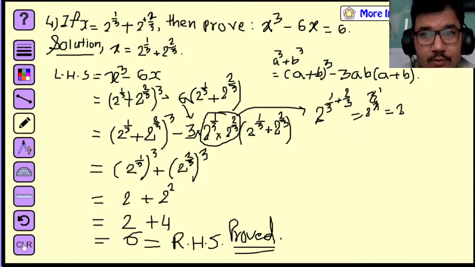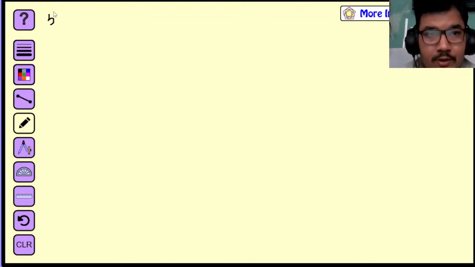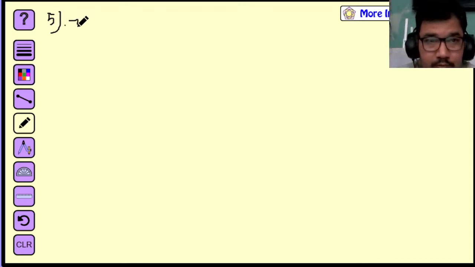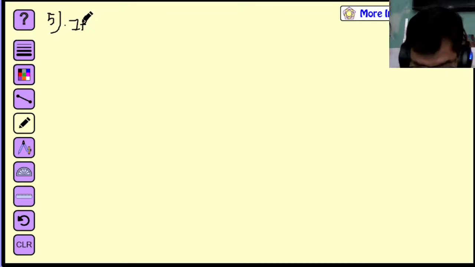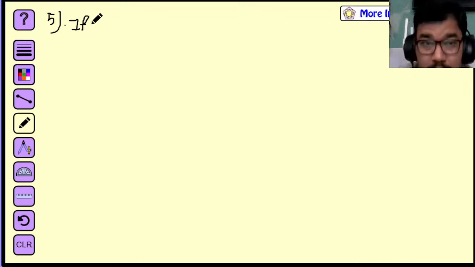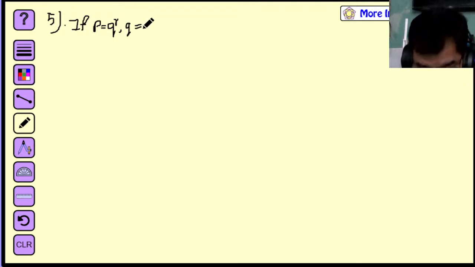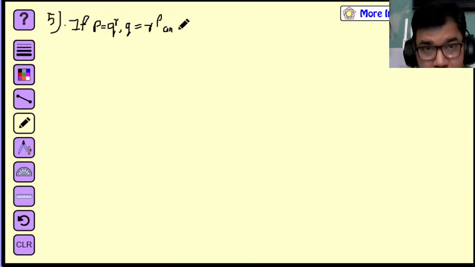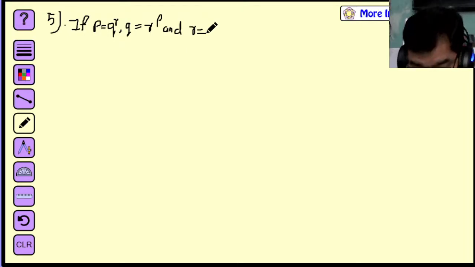This is of 5 number. Question number 5 is like this. Let's solve it. If p equals q to the power r, and q equals r to the power p, and there is given next also, r equals p to the power q.